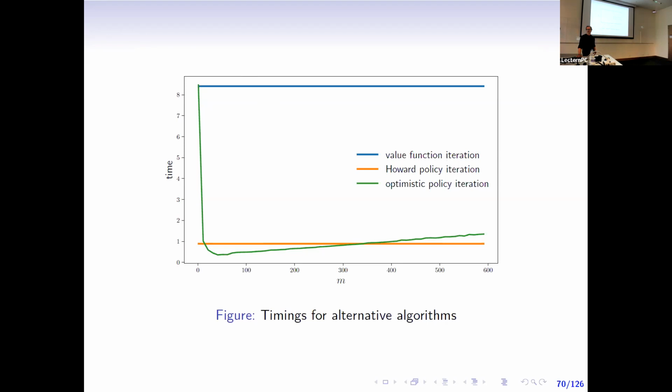We may want to think about using something like Howard. Howard can be fiddly to implement and sometimes problematic in very high dimensions. And in that setting, we might think instead about optimistic policy iteration, which is very, very simple to implement and often works very well.